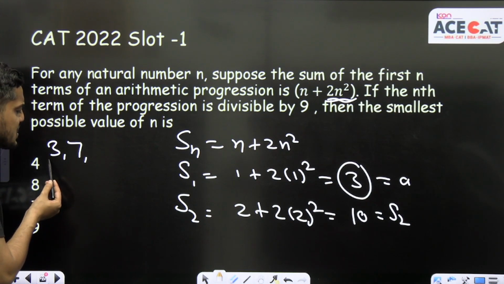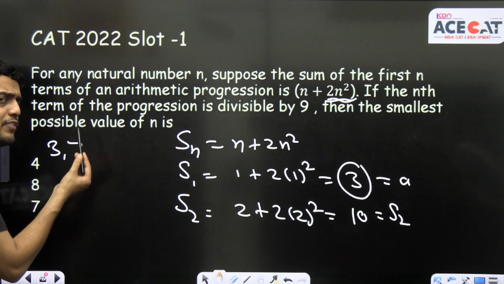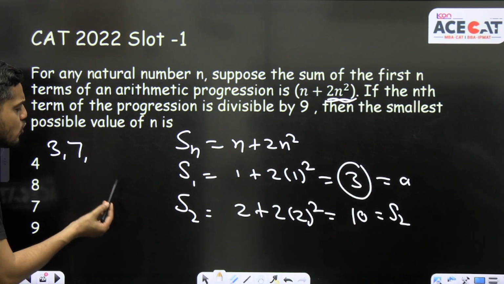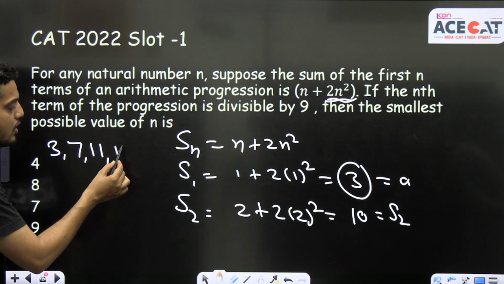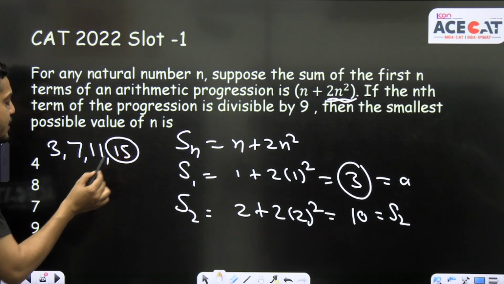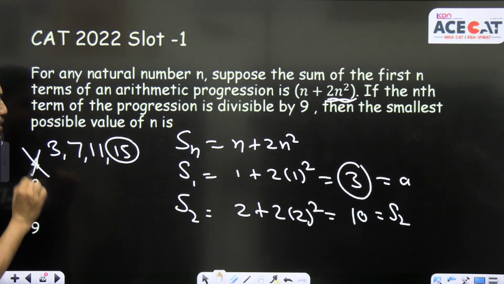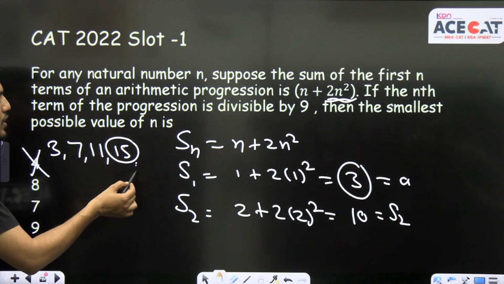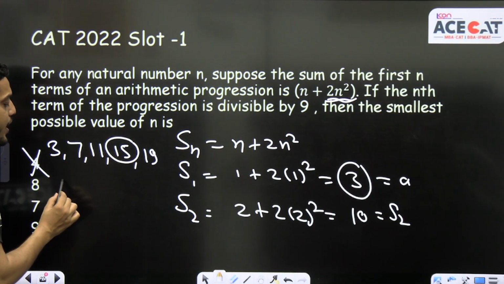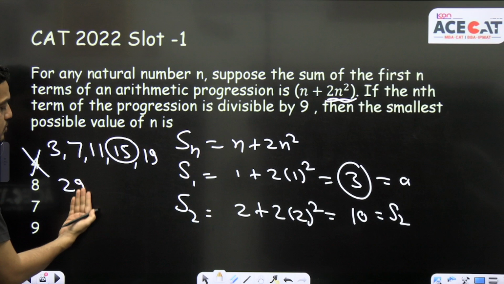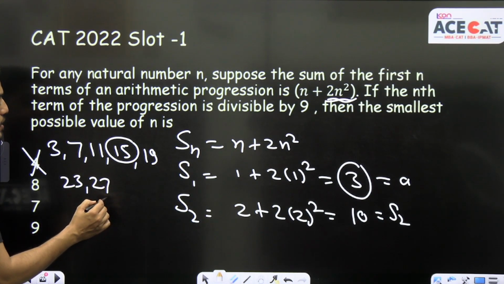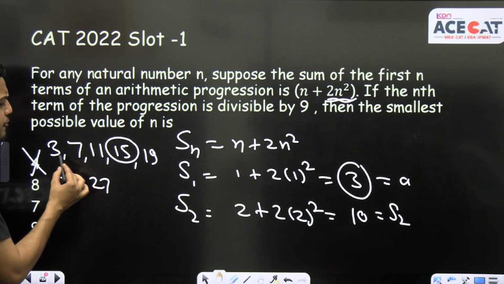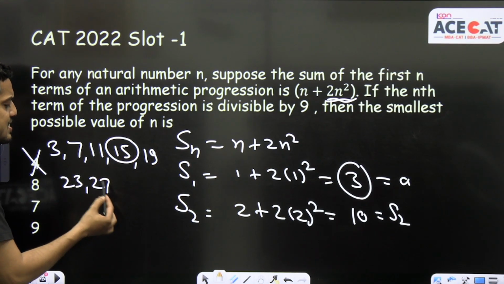So first term is 3, second term is 7, third term we all can calculate, just do plus 4, sir, 11. Then 15. Sir, 15 is not a multiple of 9 guys. Just cancel this option. Then after 15, 19, then 23, then 27. So you will say, sir, first, second, third, fourth, fifth, sixth, seventh.